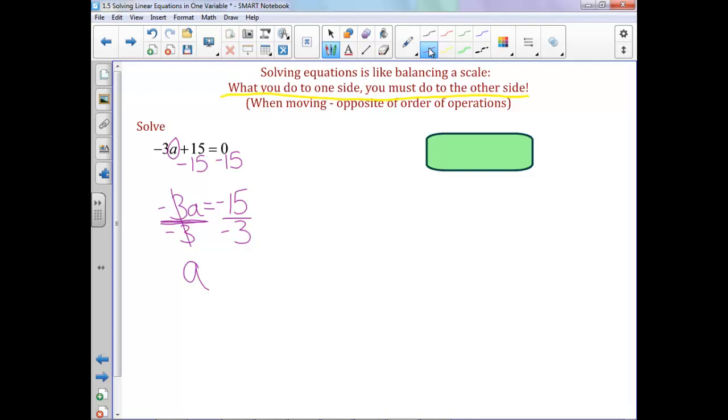On this side, -3 divided by -3 is +1. -15 divided by -3 is +5. So a equals 5.